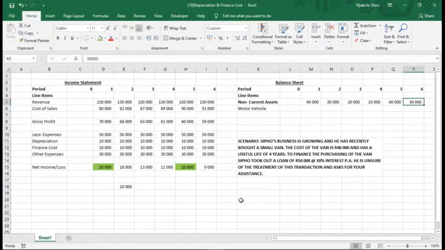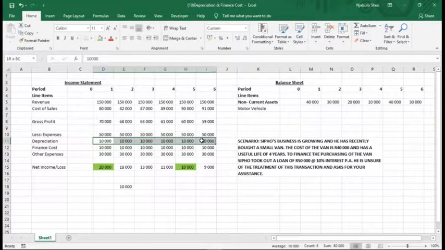So what we've basically done in essence here, guys, is to allocate the cost of the van over its useful life. We've capitalized the cost in our balance sheet, and we've expensed the depreciation cost in our income statement for each and every year. Both the income statement as well as the balance sheet are speaking the same language.